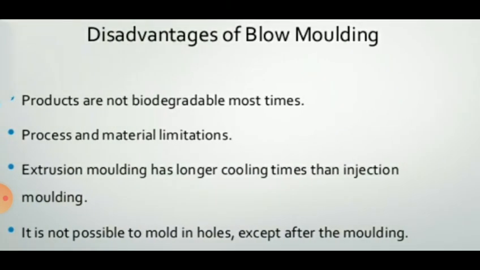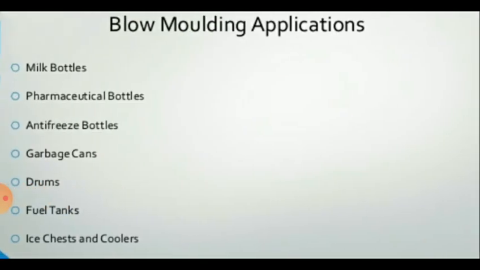Disadvantages of blow molding: products are not biodegradable most times. Process and material limitations, longer cooling times, and it is not possible to mold in holes except after the molding. Applications: milk bottles, pharmaceutical bottles, antifreeze bottles, garbage cans, drums, fuel tanks, ice chests and coolers.